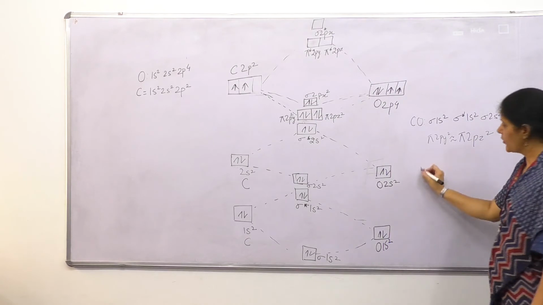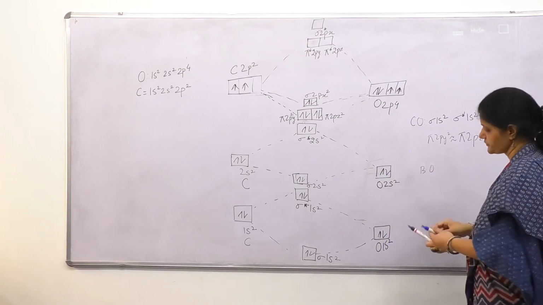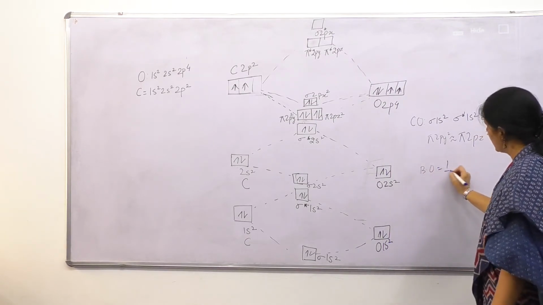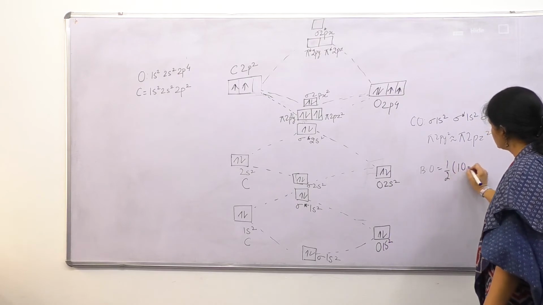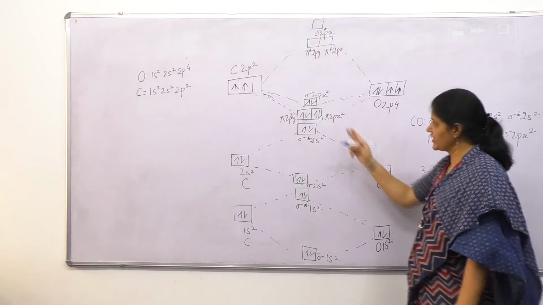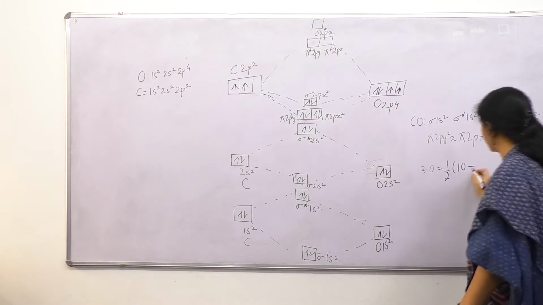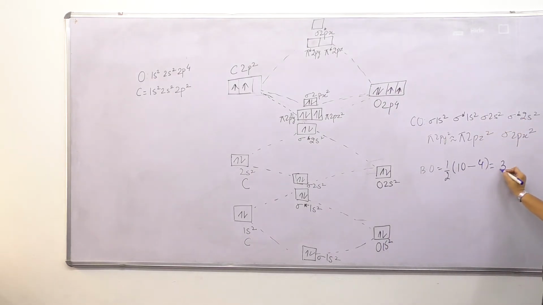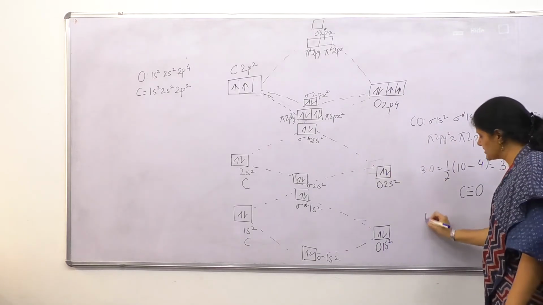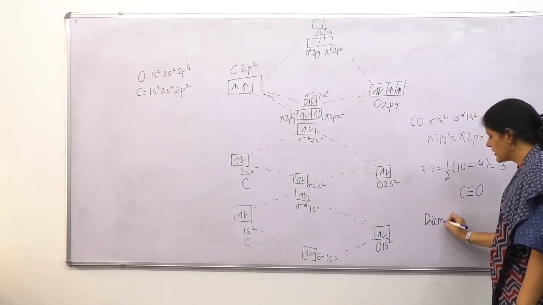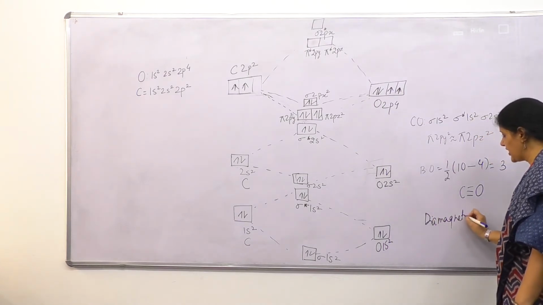Fine. Bond order will be half the 10 minus 4, we have 10 bonding electrons and 4 anti-bonding. So bond order is 3. Bond order 3 means carbon monoxide has a triple bond. And the magnetic behavior is diamagnetic. It has diamagnetic behavior.